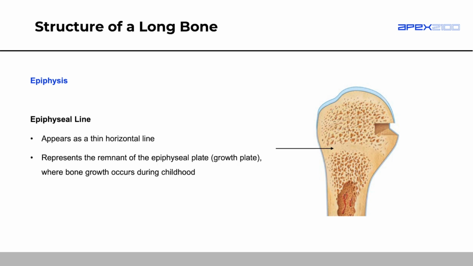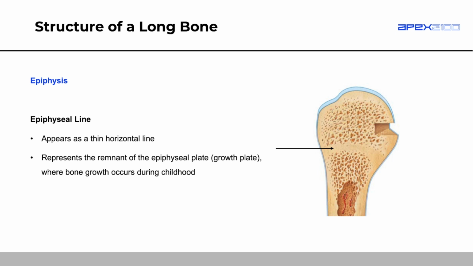We also have the epiphyseal line, which appears as a thin horizontal line, and it's visible when you get an x-ray done. You'll see this thick sort of line between the epiphysis and the diaphysis. The epiphyseal line represents the remnant of the epiphyseal plate, and the epiphyseal plate is called the growth plate, which is where bone growth occurs during childhood and adolescence.